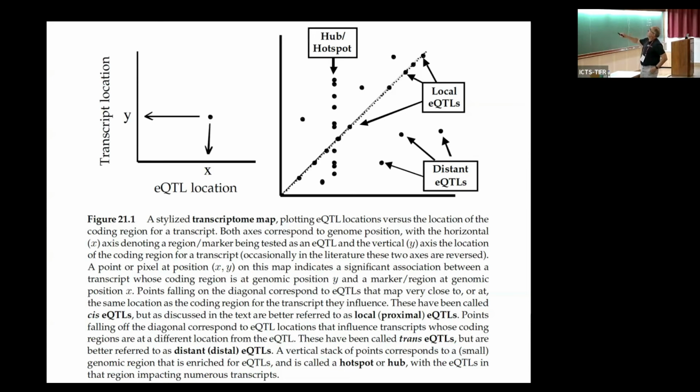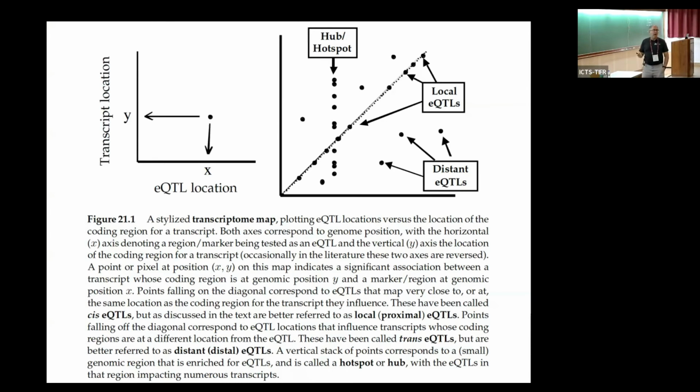So for example, I might get something like this. So on here, you can flip this axis either way. This is the transcript I'm looking at. So it says for this transcript right here at this genomic location, there's a site that influences this transcript. For this transcript over here at this site, there's a site that's located away, and there's a site that's basically right next to it. This line is on that.